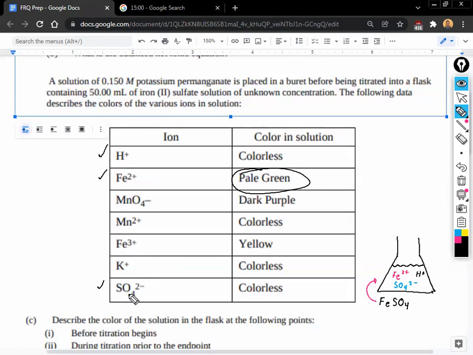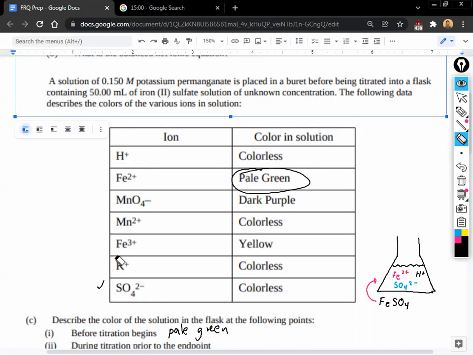So if two of them are colorless and one of them is pale green, what's the color of the solution? Yeah, pale green. So the answer to C1 is going to be: before titration, the solution is pale green. Hopefully that makes sense. All right, should we move on to the next part?